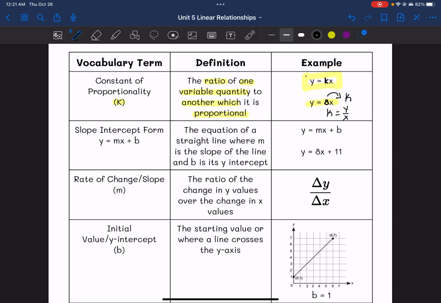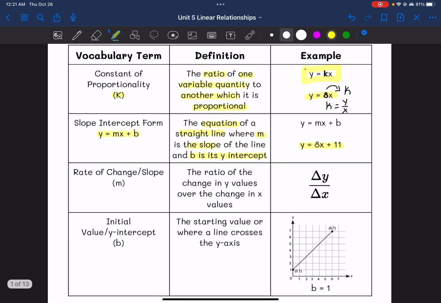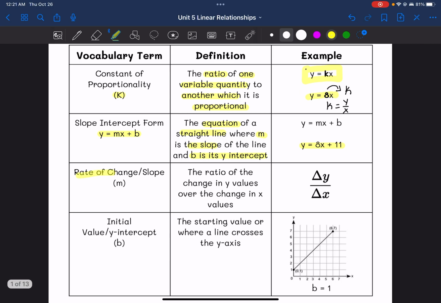Okay? Then we have slope-intercept form, which is y equals mx plus b. Here is an example of an equation in slope-intercept form, y equals 8x plus 11. It's just the equation of a straight line where m is the slope of the line and b is the y-intercept. The next vocabulary term we have is rate of change or slope, which is m.